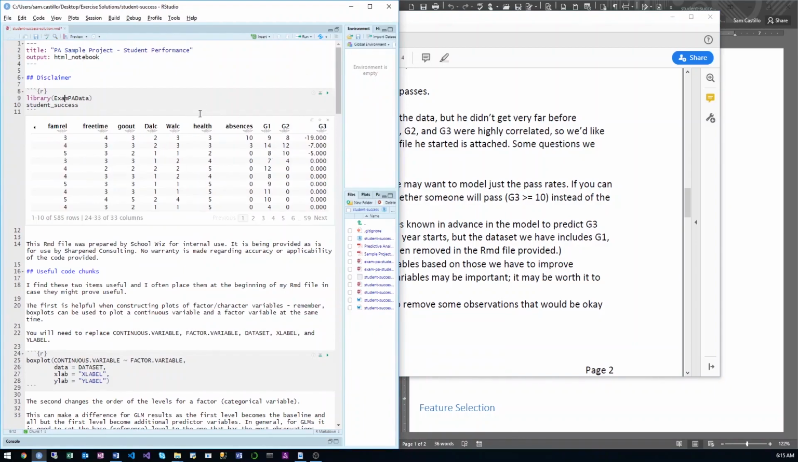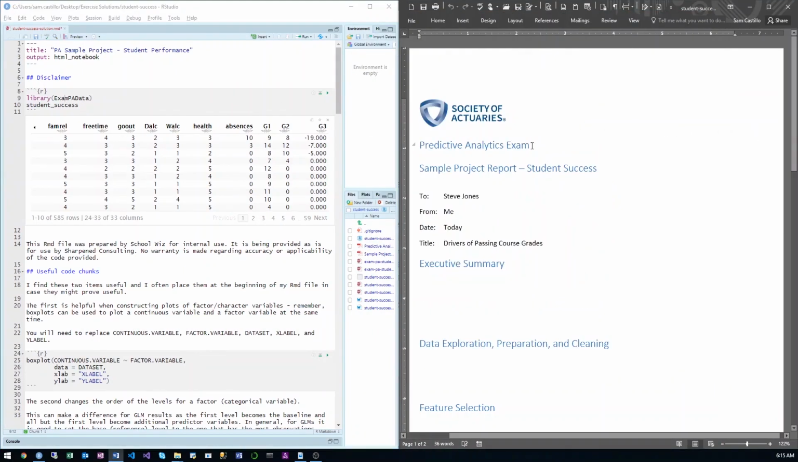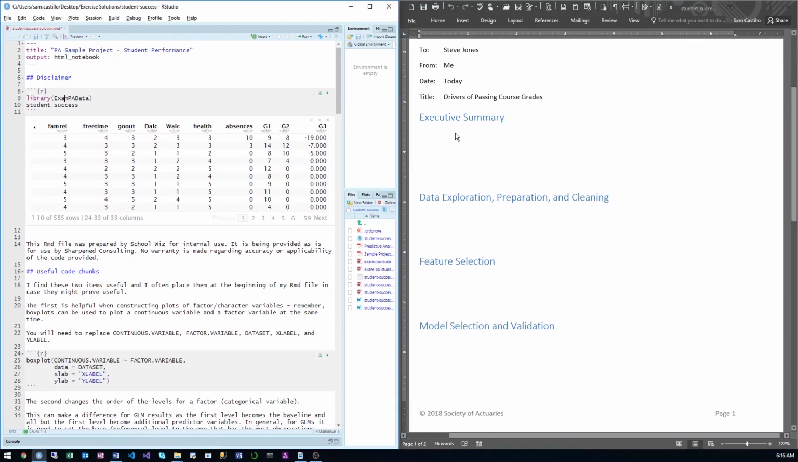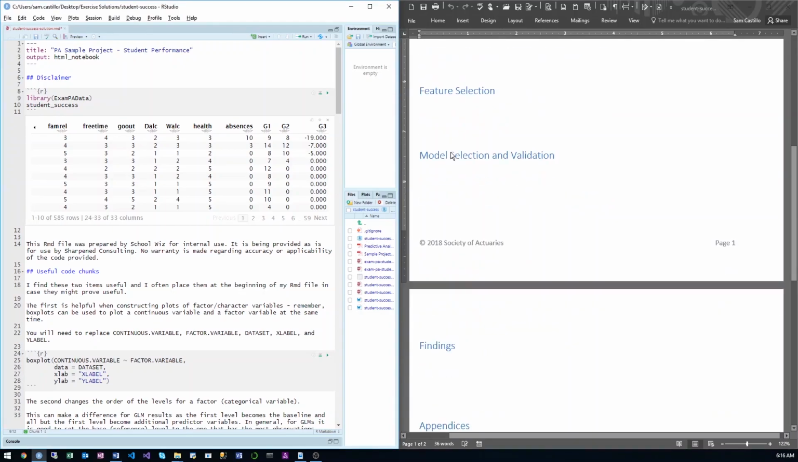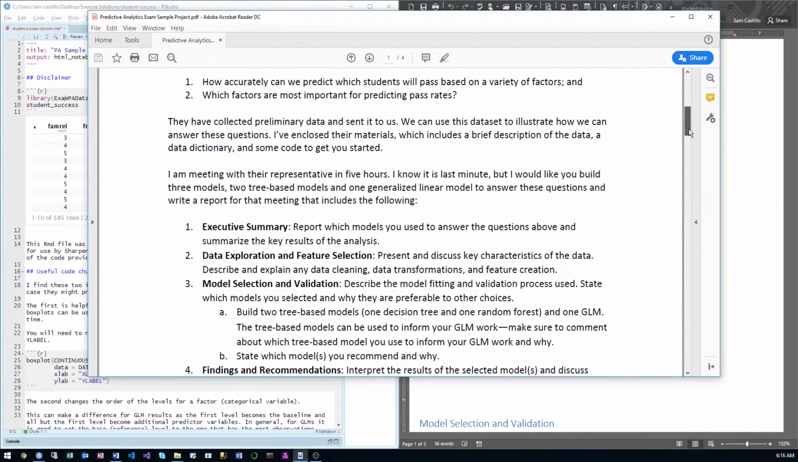So here I have the template on the left and I have the Word document on the right. Now I'm going to write this executive summary last because I can't write the executive summary until after I have the results from the other sections.